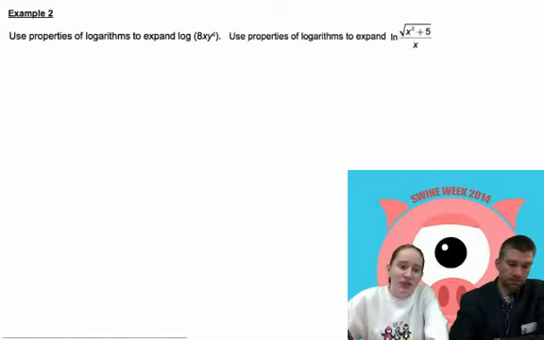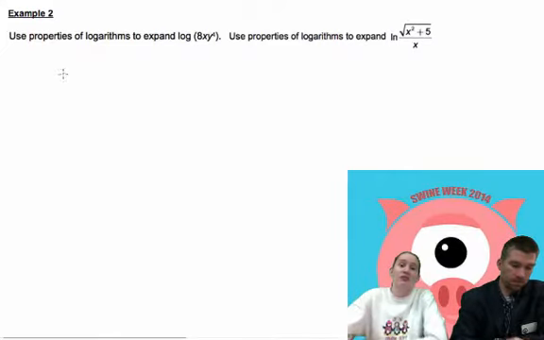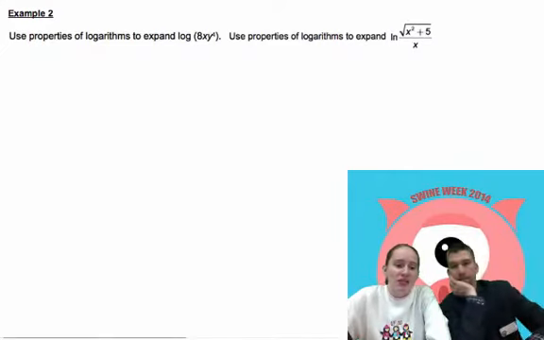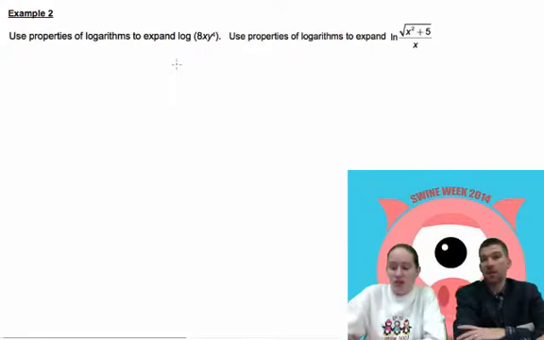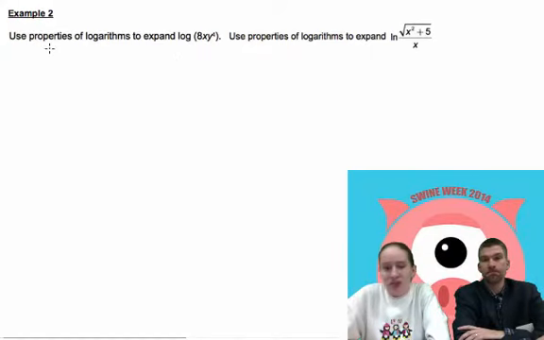Okay, example 2, we're going to look at expanding using the properties of logarithms. Basically, sometimes it's more helpful to have it as a bunch of different logarithms, and sometimes it's more helpful to have it as one logarithm. You've got to be able to go both directions. So what you're looking for is things like multiplication, division, or exponents.